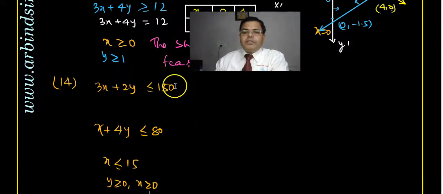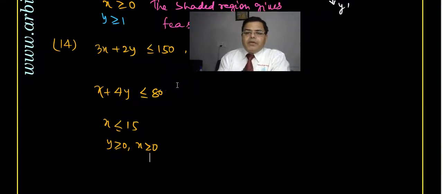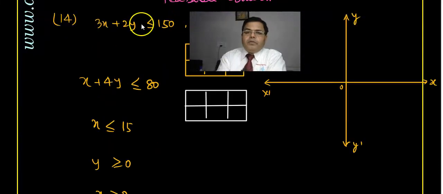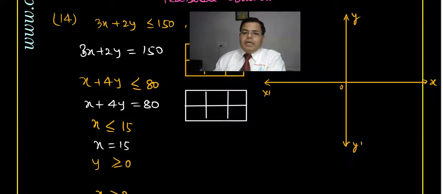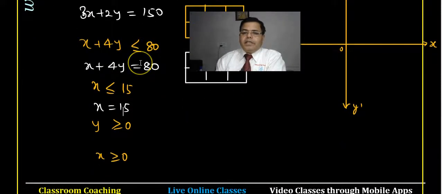Let me draw a table for each one. Let us plot the graph, and for this the auxiliary equation will be 3x plus 2y is equal to 150. For this the auxiliary equation will be x plus 4y is equal to 80, and this is x is equal to 15, and y is greater than 0, x is greater than 0, that is x is equal to 0 and y is equal to 0 correspondingly, that is y is equal to 0 and this one is x is equal to 0.